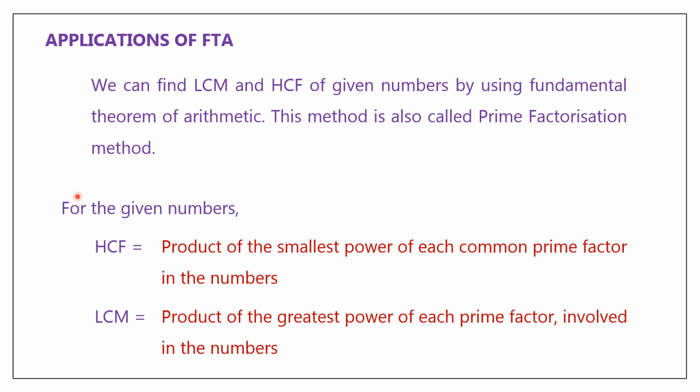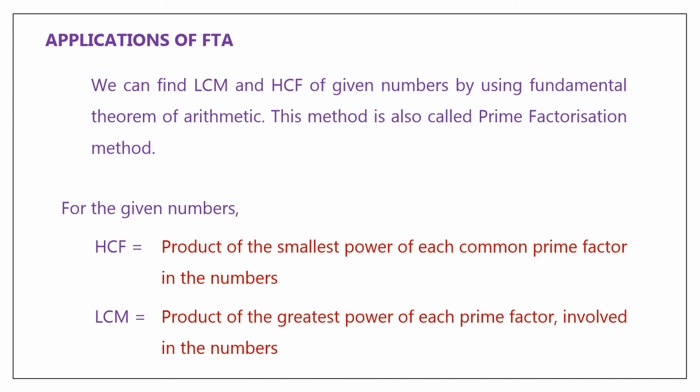Now how can we find this LCM and HCF? For the given numbers, HCF is equal to the product of the smallest power of each common prime factor in the numbers. LCM is equal to the product of the greatest power of each prime factor involved in the numbers. And this will be clear if I do some problems by using this formula.